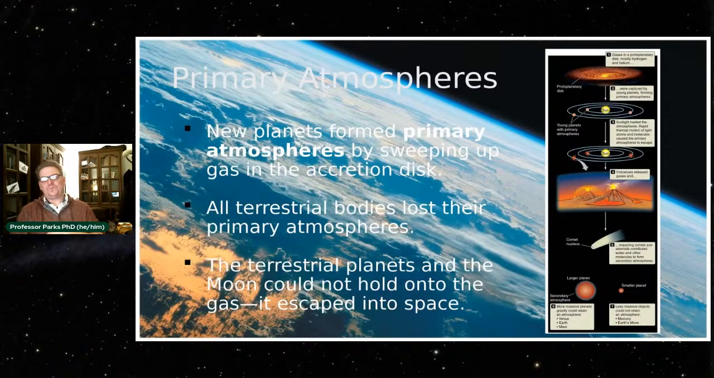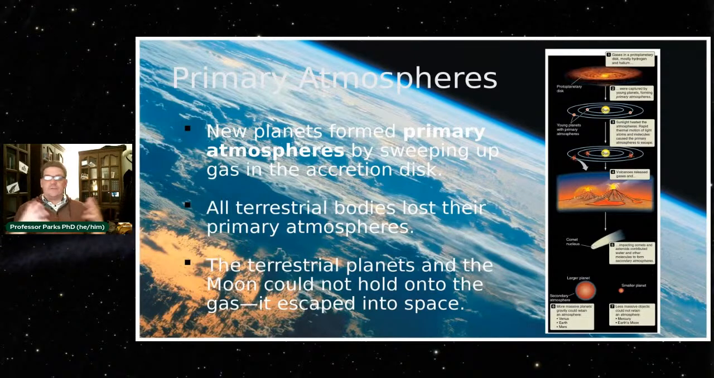Now, again, this is really a recap of what I've been talking about before: the Earth and the terrestrial worlds first started off with primary atmospheres that they gained through gravitational accretion from the protostellar disk, or protoplanetary disk, from which they formed. And those primary atmospheres were hydrogen and helium.